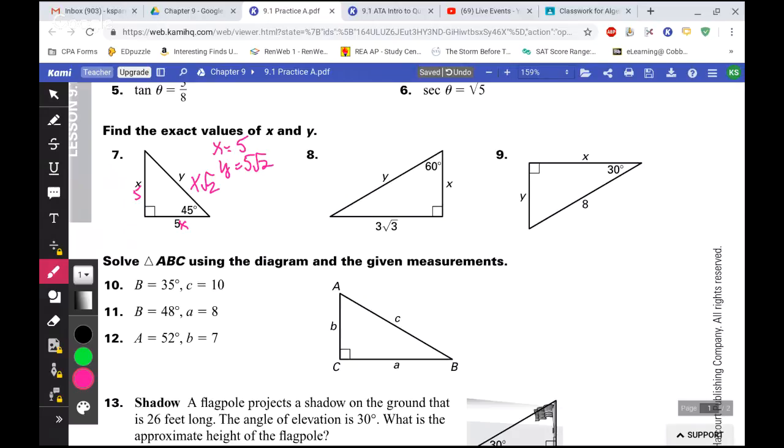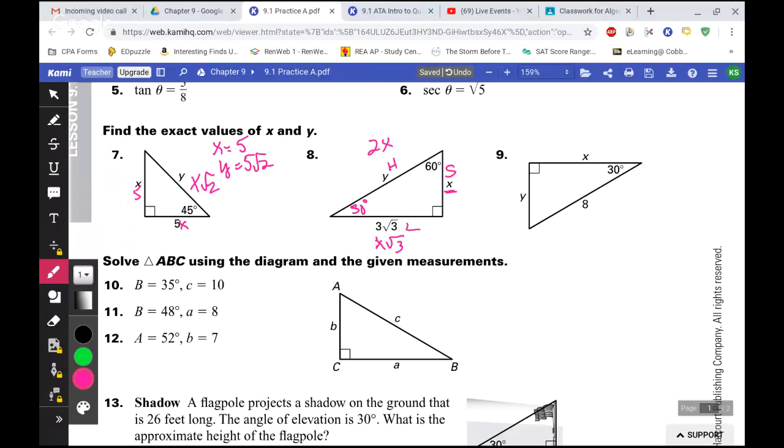On number 8, it's a 30, 60, 90 triangle, and it also has a very specific ratio. The short leg is opposite the 30-degree angle. So this is the short leg, this is the long leg, and this is the hypotenuse. The short leg on the notes page was equal to X. The long leg is X times root 3, and the hypotenuse for a 30, 60, 90 triangle is 2x.